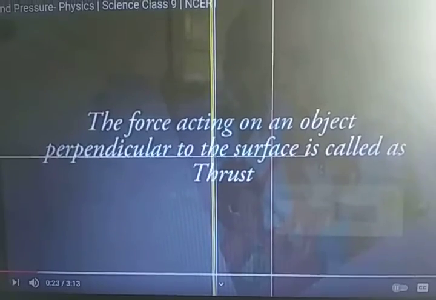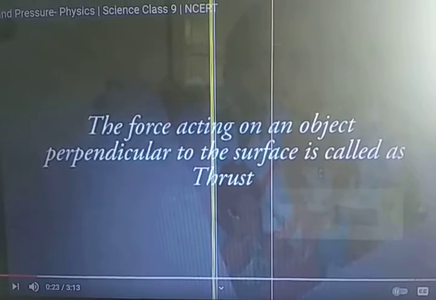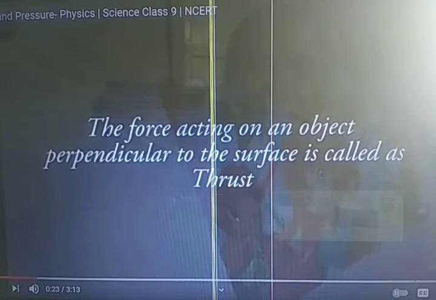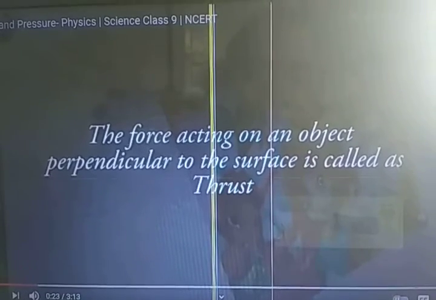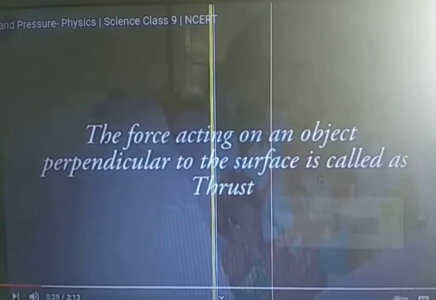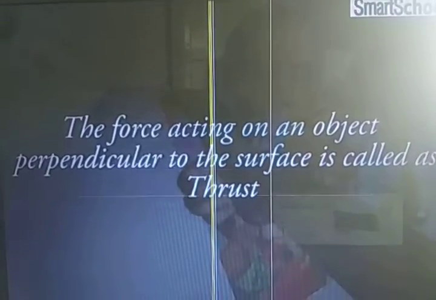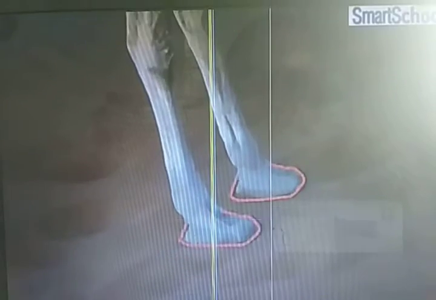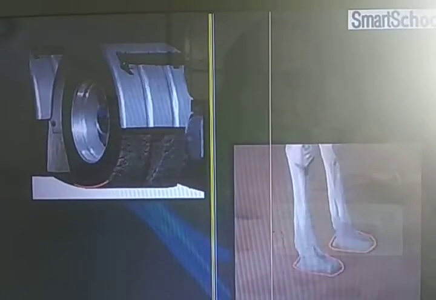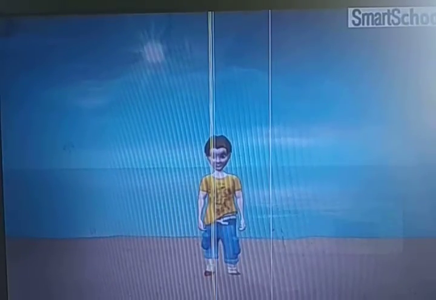Once again, thrust means the force acting on an object perpendicular to the surface. We will study thrust with examples. You can see that the camel has big feet, and even the rear wheels of a lorry or truck are big.